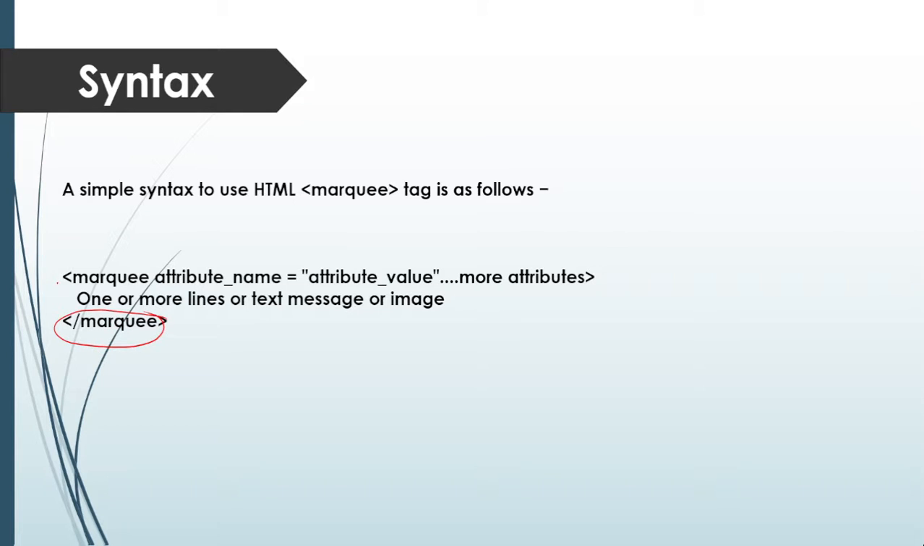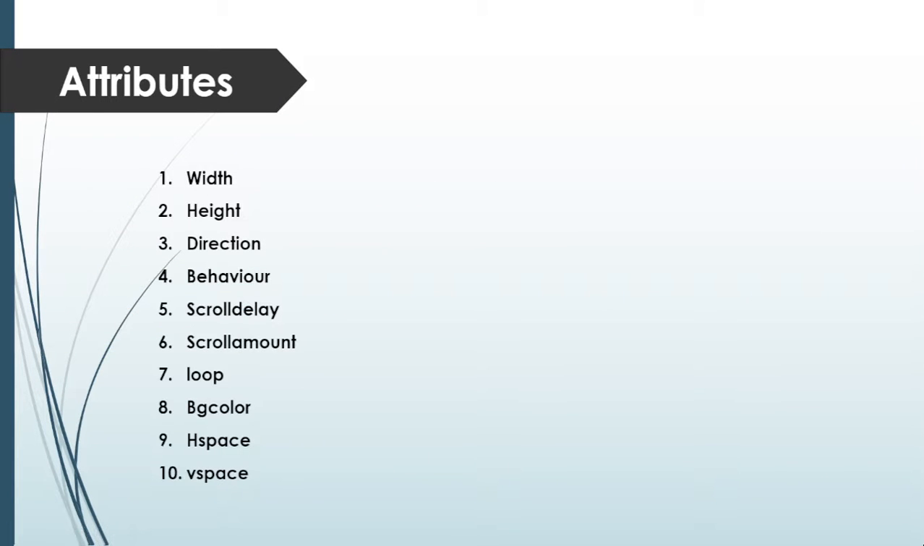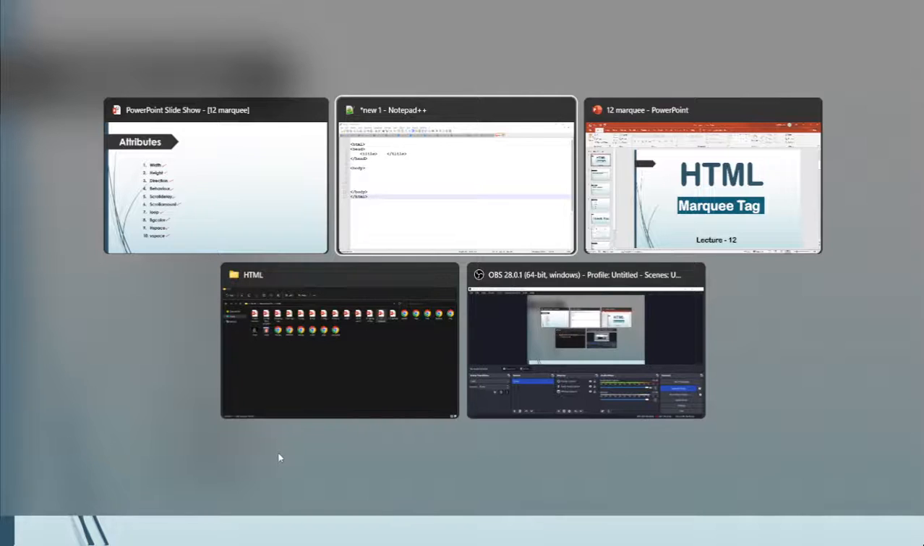As in this example syntax, you can see marquee, attribute name, attribute value, and more attributes, then one or more lines of text, message or image. Okay, so in this syntax we have already used some attributes. Now let's discuss the names of the attributes in the marquee tag. In total we have 10 attributes. First is width, height, direction, behavior, scroll delay, scroll amount, loop, bgcolor, hspace and vspace. All these attributes are very important. We will discuss everything practically, right? So let's move to the practical section.